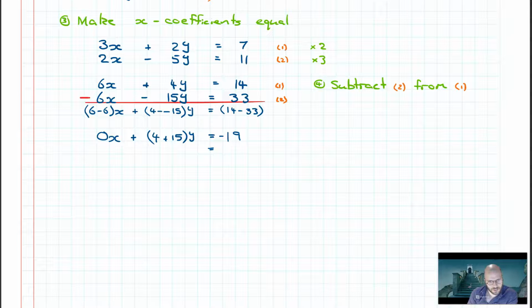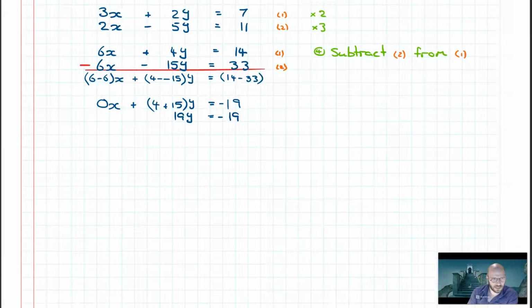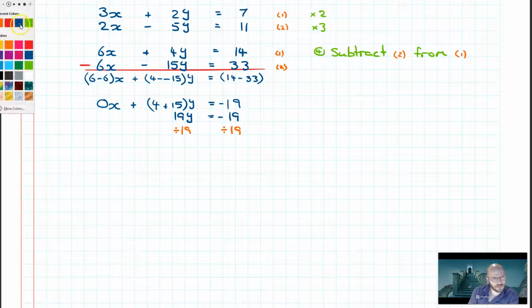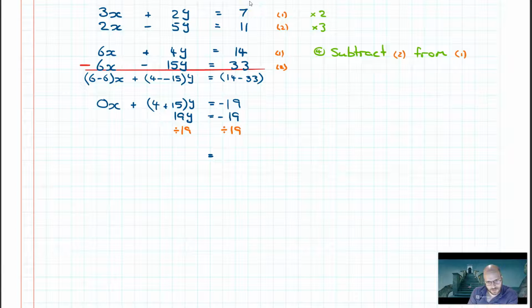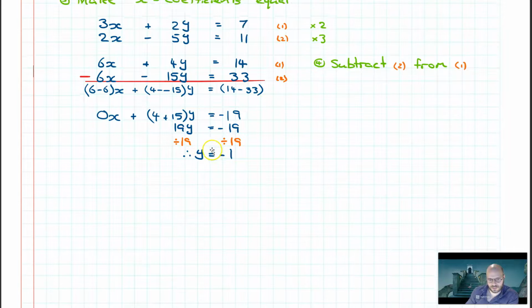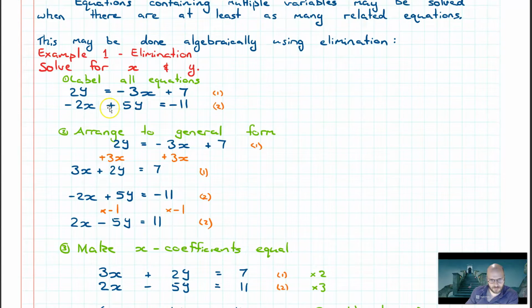Cleaning this up again, the 0x cancels out because anything multiplied by 0 is 0, so we get 19y equals negative 19, and then solving for y, I divide both sides by 19, which in turn yields a definitive value such that I find that y is equal to negative 1. So this is the first value we discover in our system of equations up here.